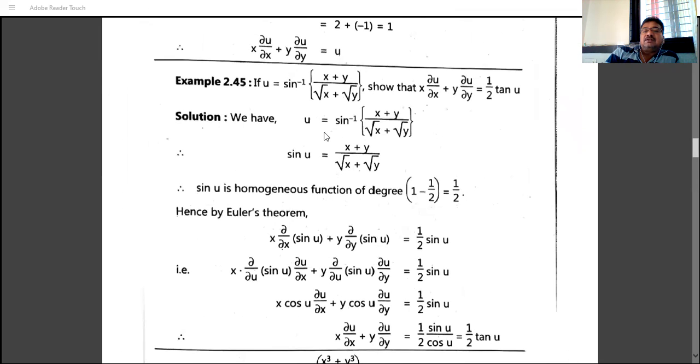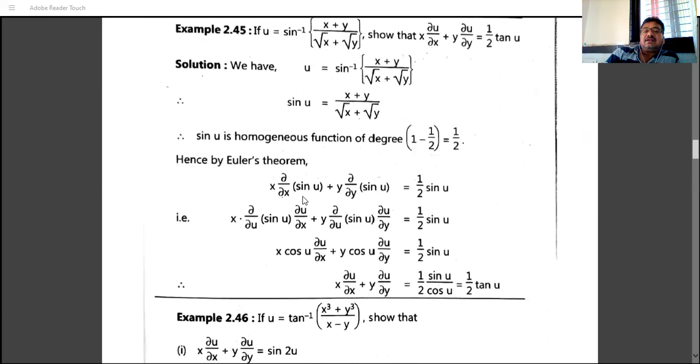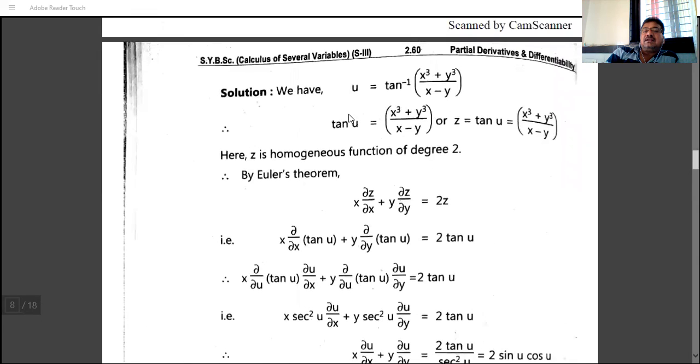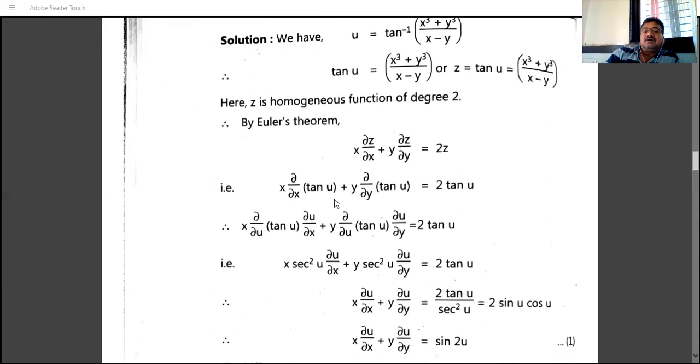In this example, we also use the notation of sin u for this function as z, and then write x ∂z/∂x + y ∂z/∂y is equal to nz. Okay, n, and then write z as sin u. Here we also substitute z as tan u. So directly write that tan u is a homogeneous function of degree 2, and then write this step: x ∂/∂x of tan u plus y ∂/∂y of tan u. z is tan u.